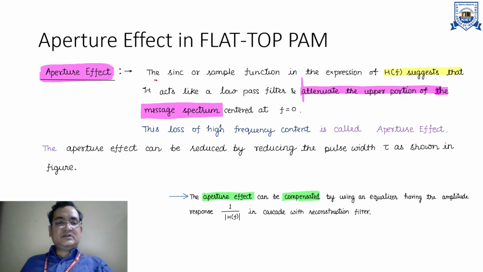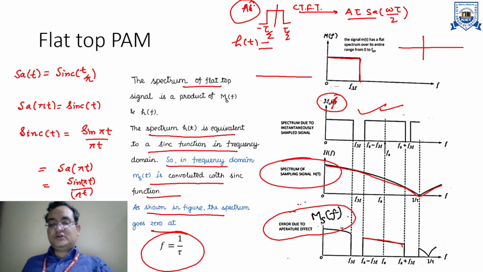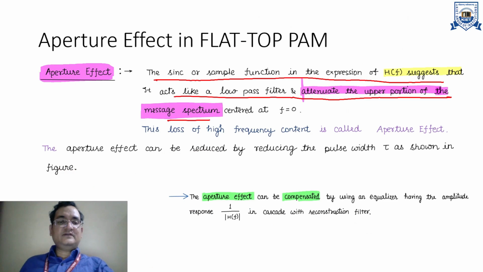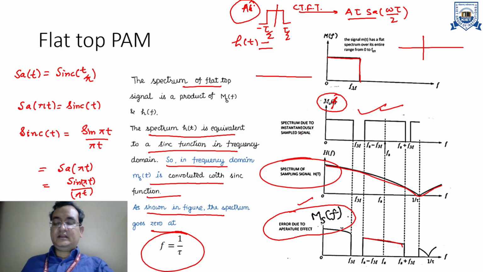Now this is called the aperture effect, in which the sinc or sample function in the expression of H of f suggests that it acts like a low pass filter, attenuating the upper portion of the message spectrum. I have already told you that when you see the spectrum of the flat top sample signal, you will see that higher frequency signals are suppressed because of the sinc function, especially centered at f equal to 0. This loss of high frequency content is called the aperture effect, and it can be reduced by reducing the pulse width.